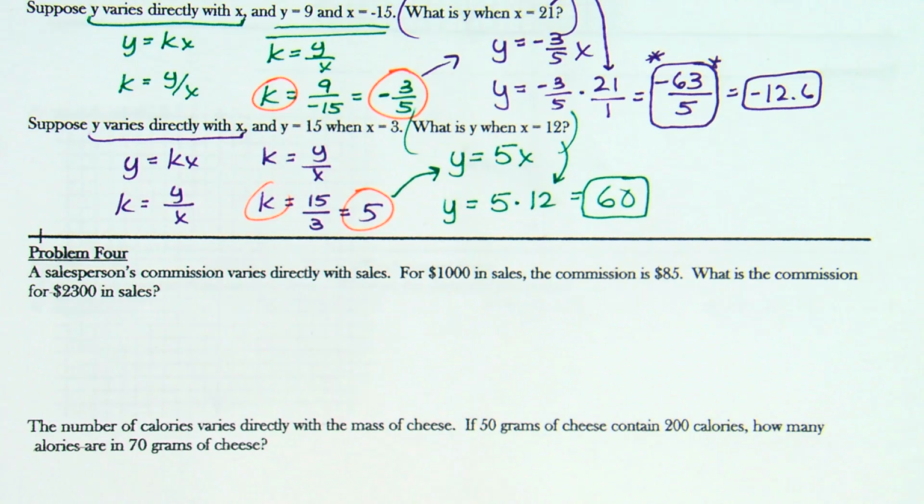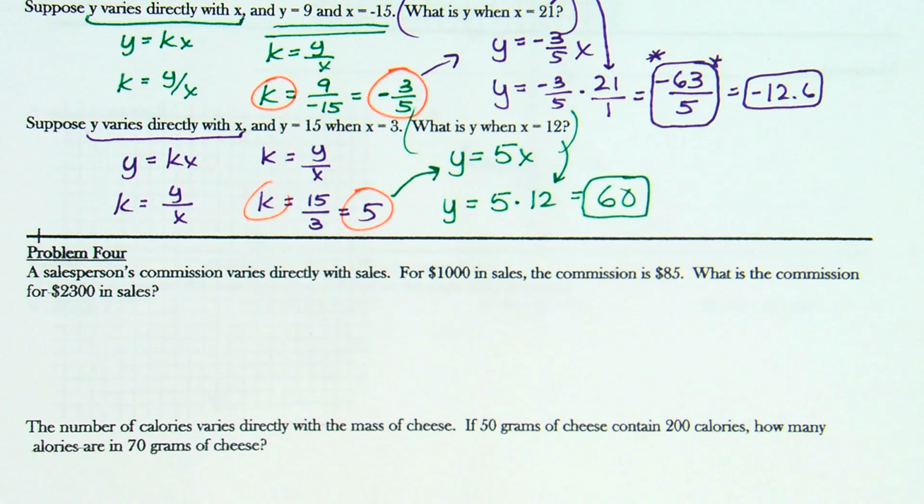Let's start by reading it. A salesperson's commission varies directly with sales. For $1,000 in sales, the commission is $85. What is the commission for $2,300 in sales? Now, there's going to be multiple different ways you can do this. You may not do it the same way I'm going to do it.